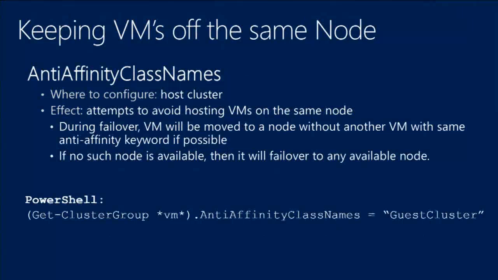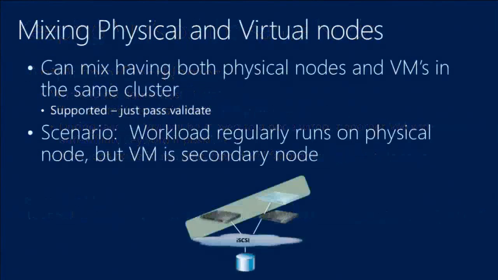A second consideration, which kind of makes sense, is if you have a host cluster which you have your guest cluster on, it makes sense to keep your 2 VMs forming the guest cluster off each other. And the way you do this is using the VM resource property anti-affinity class names. So if 2 VMs have the same anti-affinity class name tag, we are going to try our best to keep these VMs off the same node. So I've included the PowerShell command that will help you get this done.